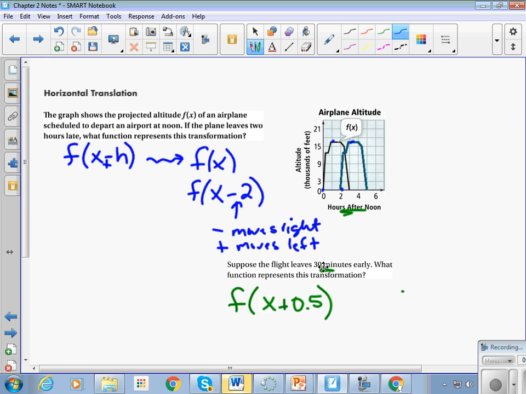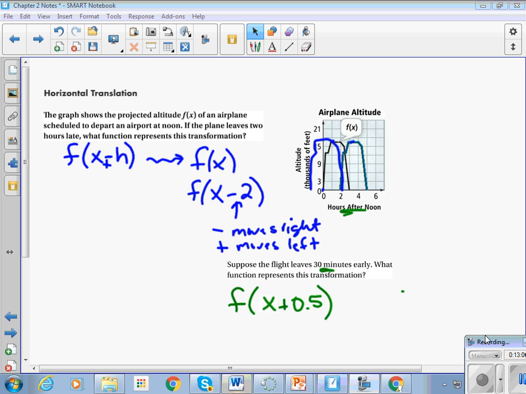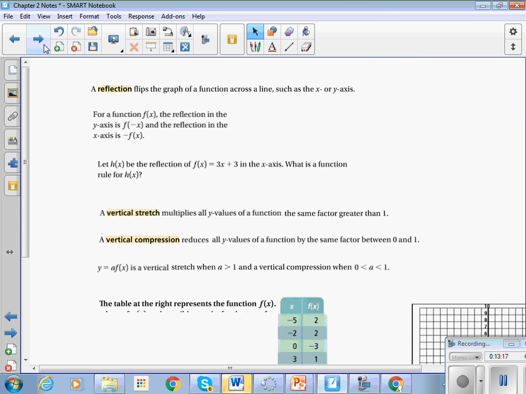So here we go. So I put that on the graph. So let me make sure this is going to work.